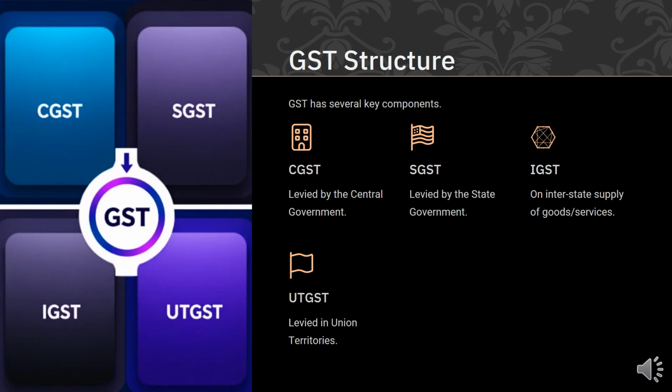Structure of GST. There are four types of GST: CGST, SGST, IGST, UTGST. CGST, Central Goods and Services Tax, which is levied by the central government. SGST, State GST, which is levied by the state government. IGST, Interstate GST, on interstate supply of goods and services levied by the government. UTGST, Union Territory GST, levied in union territories individually.